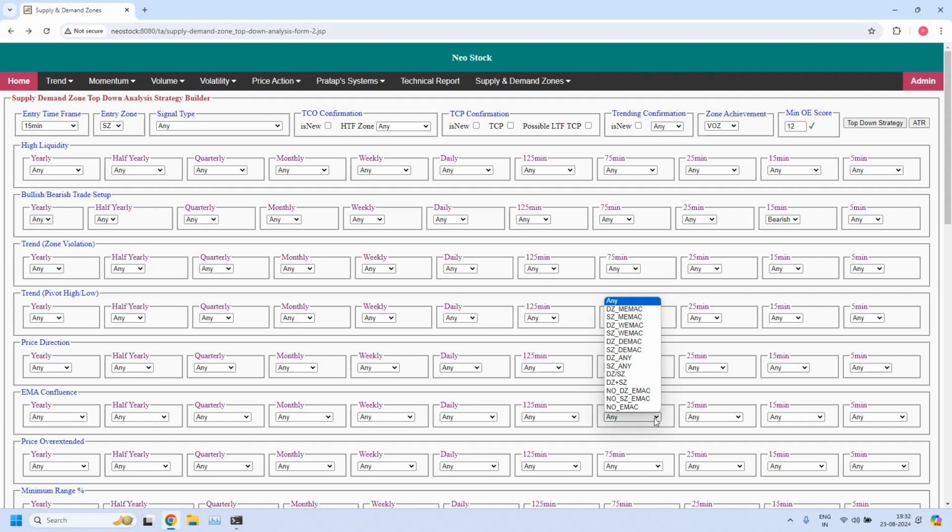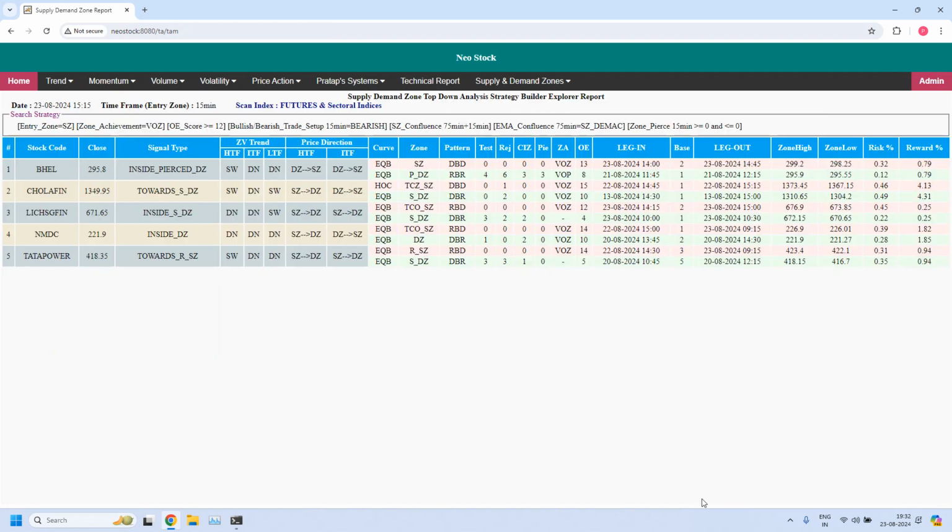Below daily EMA confluence is not really meaningful, so that's why we stopped at the daily time frame. But looking at the 75 minute zone with EMA confluence, here we have a supply zone with daily EMA confluence. I enable this option. Now let's filter the stocks. Out of 7, 5 stocks are filtered. These 5 stocks have confluence with the 75 minute zone. So this is a high probability setup.